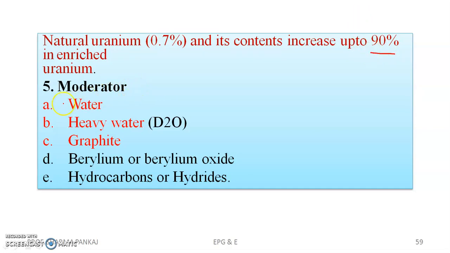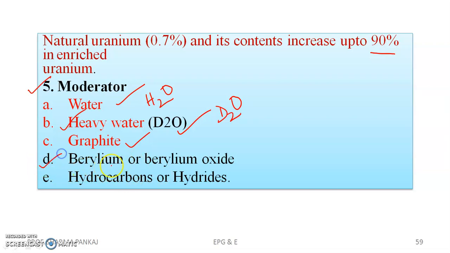Now, moderator. Moderators used here are water, that is your H2O, heavy water, that is your D2O, and graphite. We have seen a graphite based moderator in the start of this video. What is moderator doing here? Moderator is slowing down the reactions. It is not something like it is going to be uncontrolled. It is controlling.